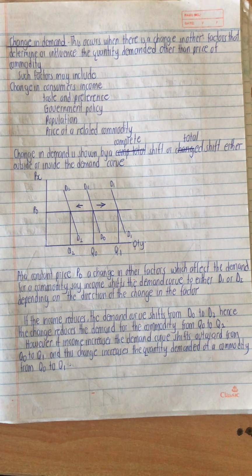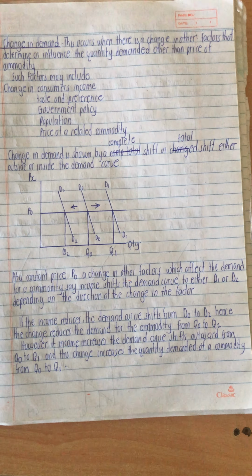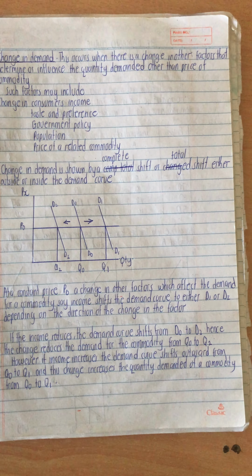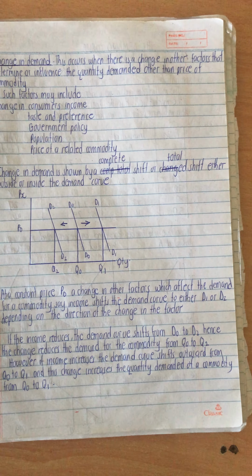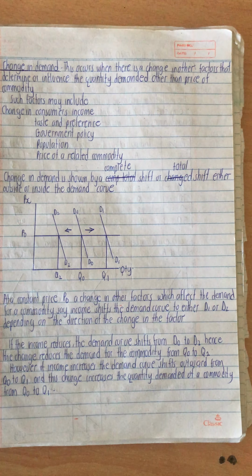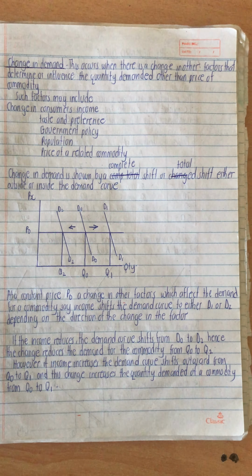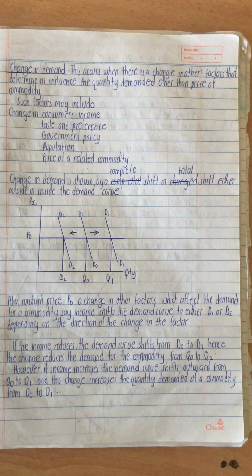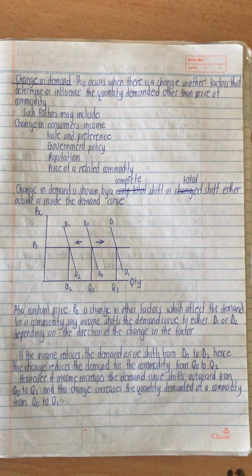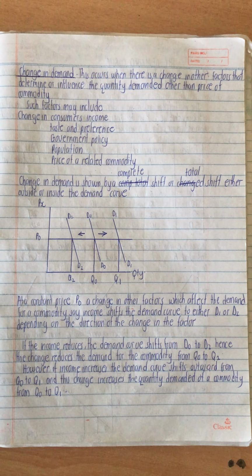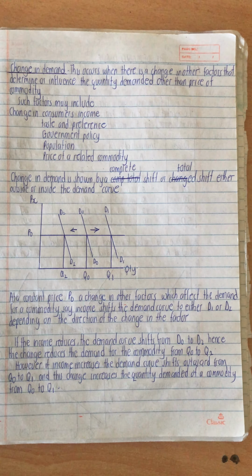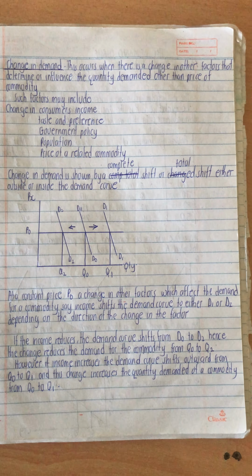If the income reduces, the demand curve shifts from D0 to D2. Hence, the change reduces the demand for the commodity from Q0 to Q2. However, if the income increases, the demand curve shifts outward from Q0 to Q1, and this change increases the quantity demanded of the commodity. On the axes, P of X shows the price of a commodity, and QTY shows the quantity of the commodity.